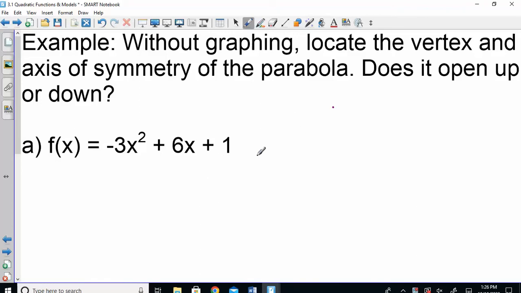So with this, when we need the vertex, what do we have to find? What was our shortcut to find the vertex? All right. So opposite of b over 2a gives us the x value of the vertex. Can you tell me by looking at this, is it going to open up or down? So does that mean it has a maximum or a minimum? Maximum, good. Okay, so opposite of b over 2a, so negative 6 over 2 times negative 3.